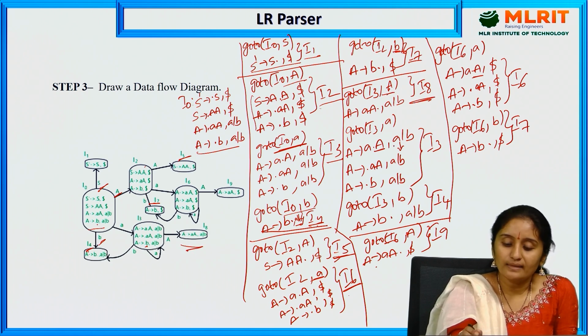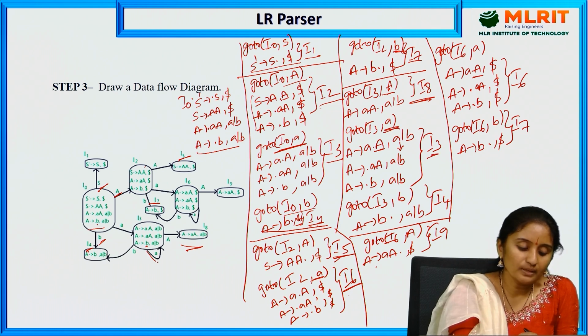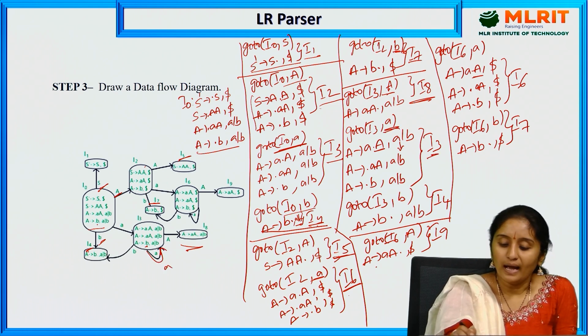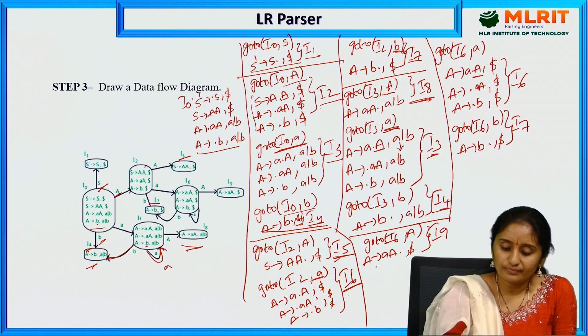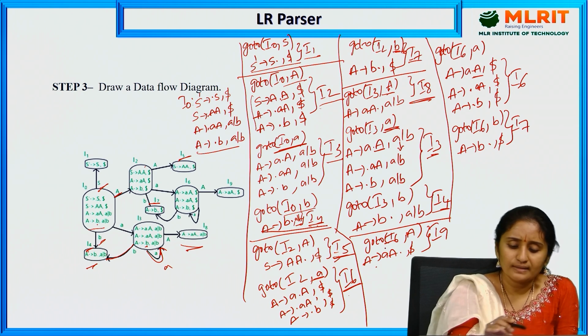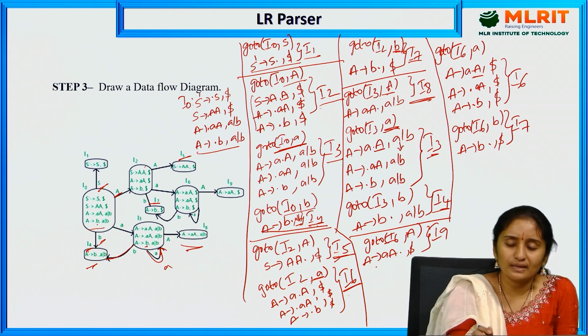I8, I3 on small a, it is moving to I3, so nothing but a self loop on A. I3 on small b, it is moving to I4 state. I3 is completed. Next, I4 is only one state, that is final.